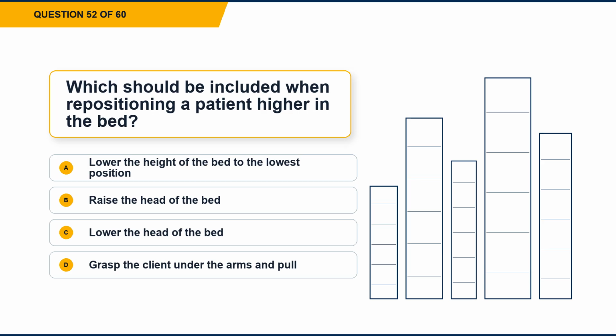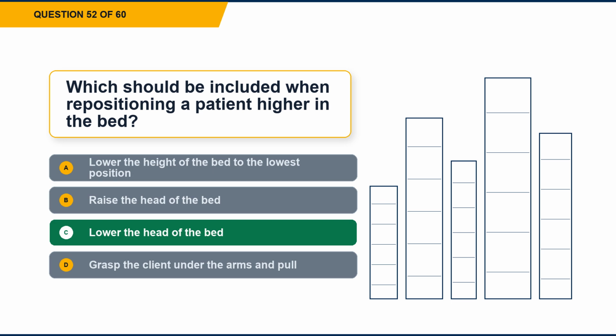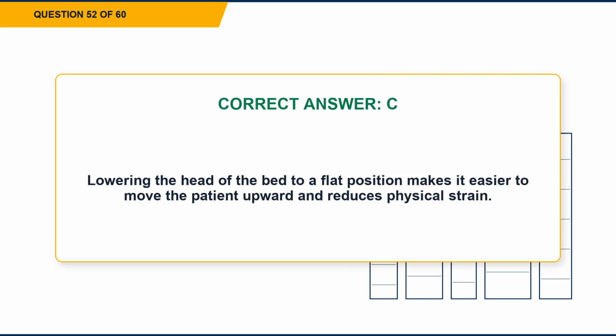Question 52. Which should be included when repositioning a patient higher in the bed? Option A. Lower the height of the bed to the lowest position. Option B. Raise the head of the bed. Option C. Lower the head of the bed. Option D. Grasp the client under the arms and pull. The correct answer is option C. Lower the head of the bed. Explanation. Lowering the head of the bed to a flat position makes it easier to move the patient upward and reduces physical strain.